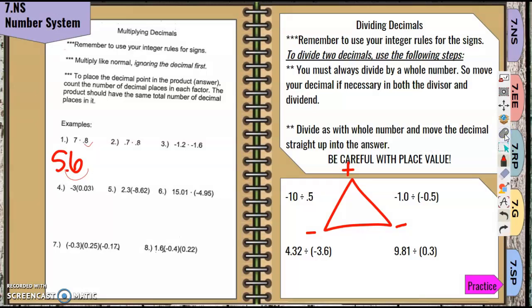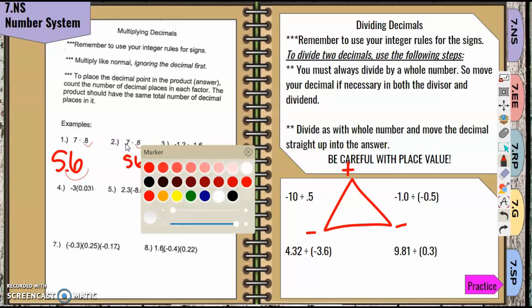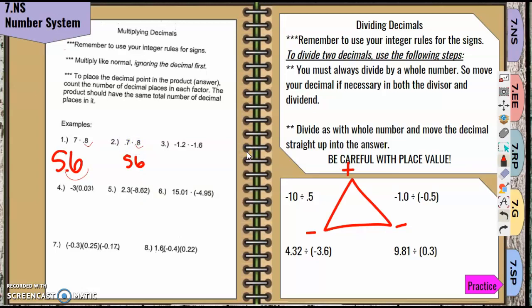So number 2, I have 7/10 times 8/10. A positive times a positive is a positive. 7 times 8 is 56. There are 2 decimal places in the factors, so I'm going to move my decimal 2 places in the answer, and my answer is 56 hundredths. If there is no number in front of your decimal, it's a good idea to put that 0 in front of your decimal as a placeholder. That way the decimal doesn't get lost on your paper.